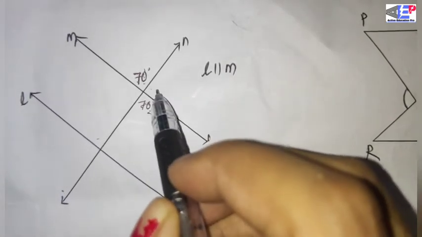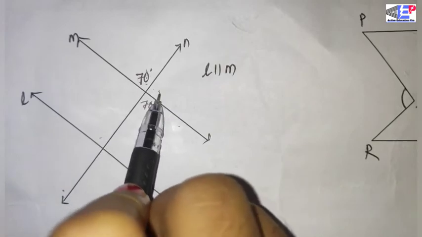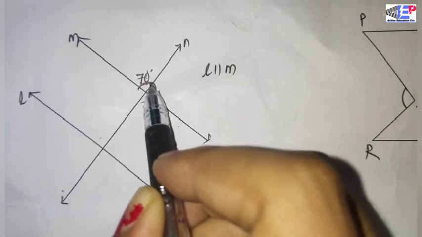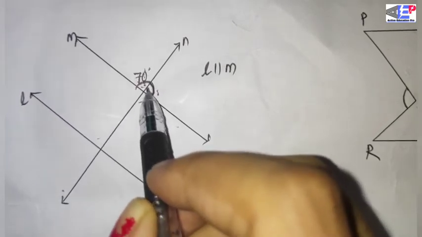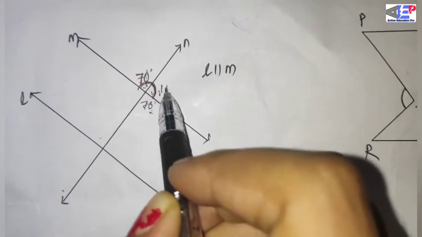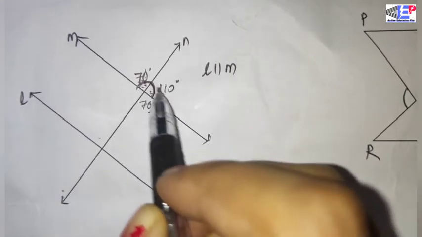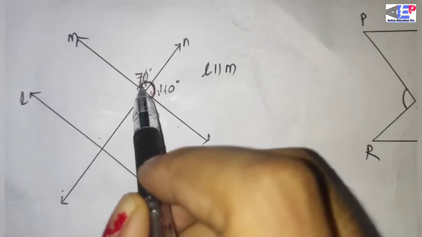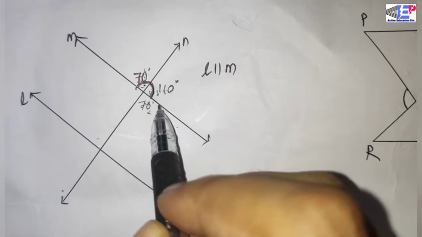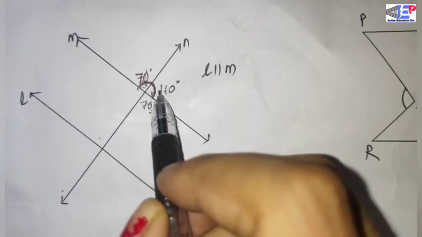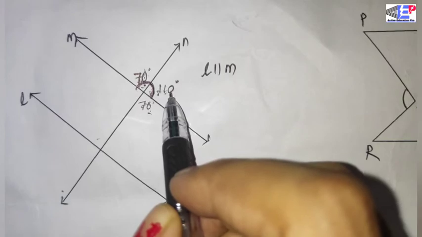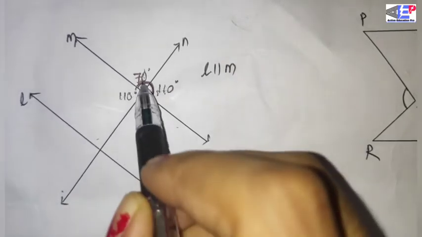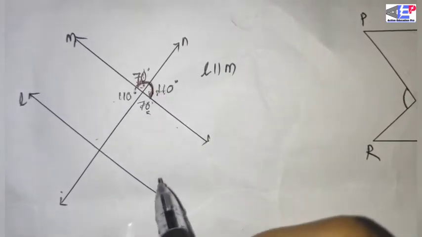Now find the value of this angle. How could you find it? Look here, this is a pair of linear angles. These two angles make a pair of linear angles, so it will be 110 degrees. How? Because the addition of 70 and 110 is 180. A pair of linear angles makes 180 degrees, a straight angle. So here is 70 and this one is 110. 180 minus 70 is 110. Obviously this will be 110 degrees. 70 degrees, 70 degrees, 110 degrees, 110 degrees.